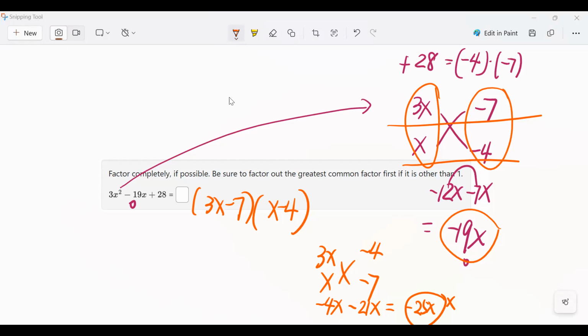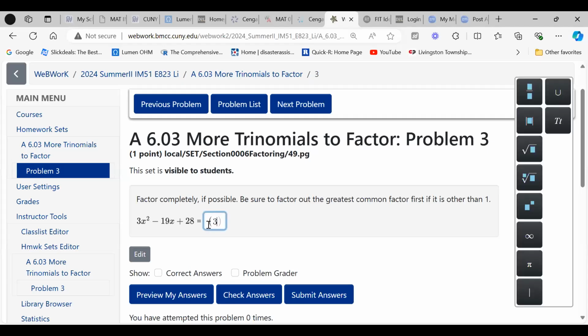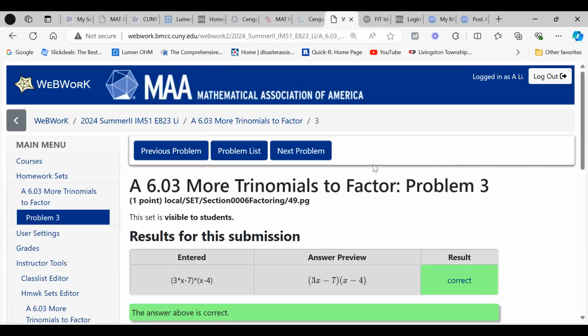If that happens, that means you are very close to the answer because these two are kind of close. Then you probably just need to rearrange it. Just switch the order. And you get the correct answer. Okay. So any question about this? So it's 3x minus 7 and x minus 4. And the answer is correct.